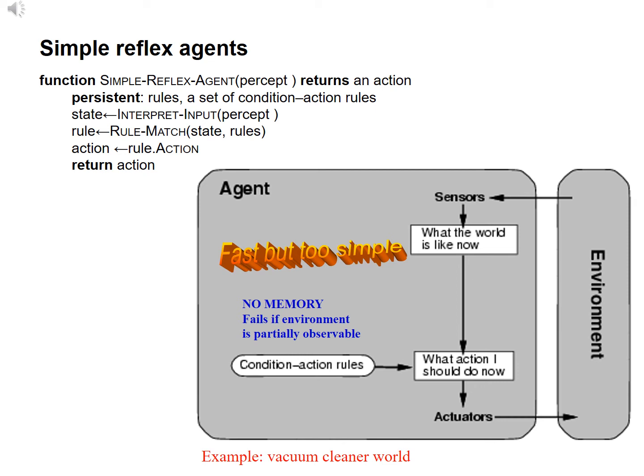I will give an example of the vacuum agent that we saw previously, a vacuum cleaner robot. And in the former part, we saw how its agent function could be represented as a table.